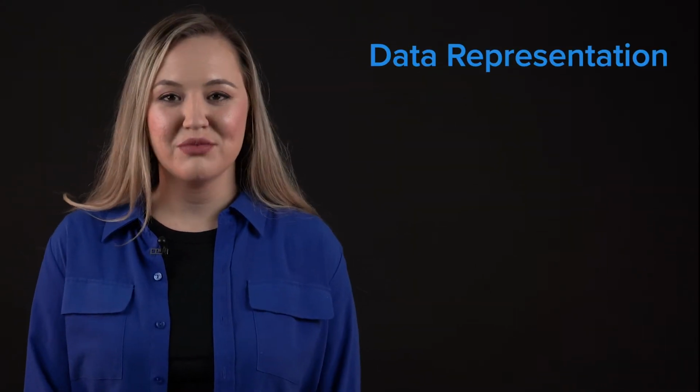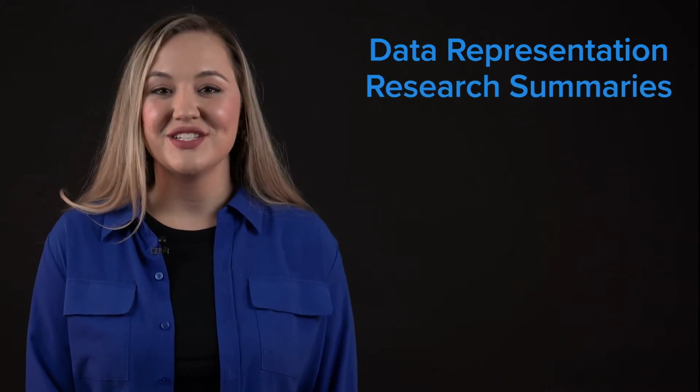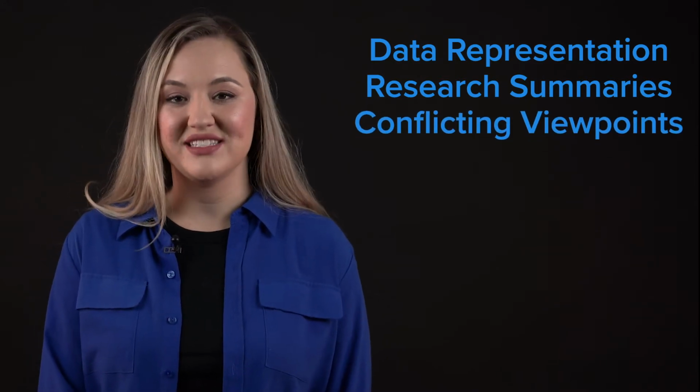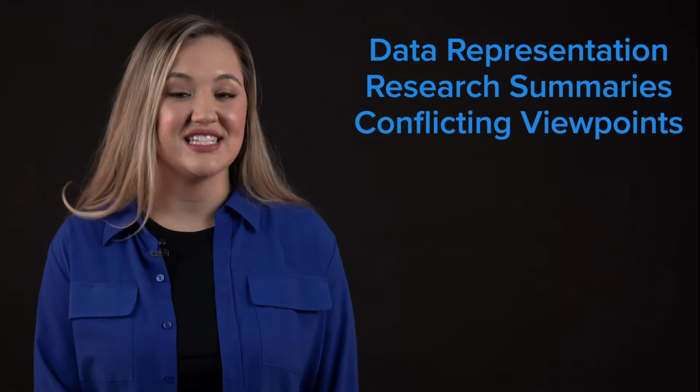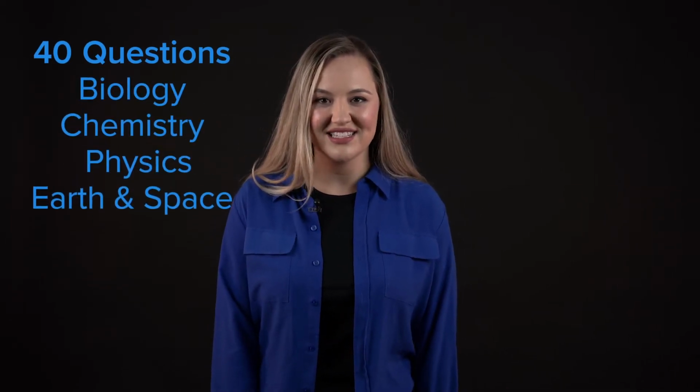In previous videos, we've covered a question from a data representation passage and a research summaries passage. So today, I'm going to walk you through a question from a conflicting viewpoints passage similar to one you'll find in the science section of the ACT exam. Remember, the ACT science section contains 40 questions that cover biology, chemistry, physics, and earth and space science. You are given a total of 35 minutes to complete the section, so you'll need to work quickly and efficiently.